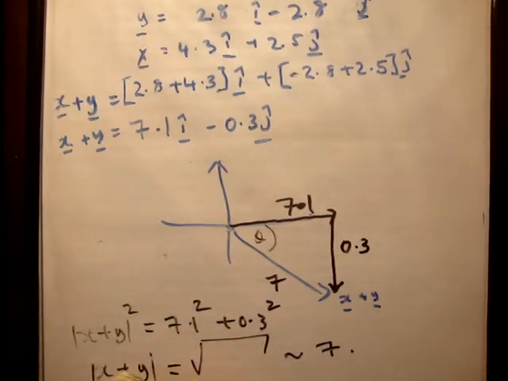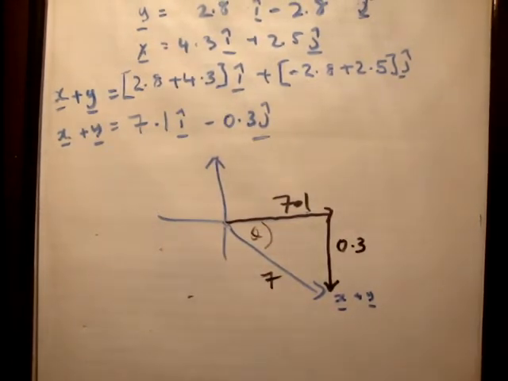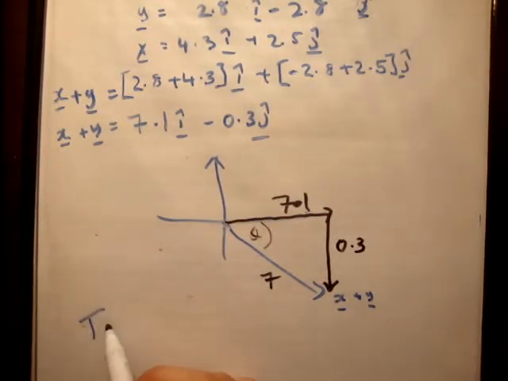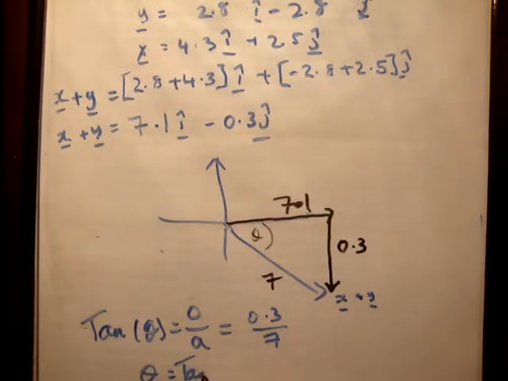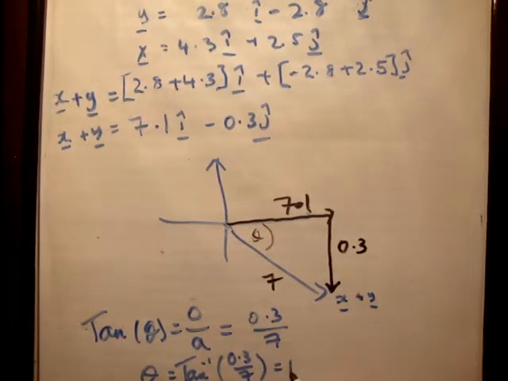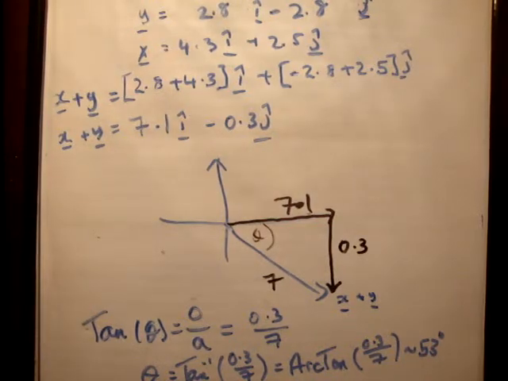The next thing we need to do is get the direction. And to get the direction, we use Sohcahtoa. So we know, for example, that you can take any sine, cosine, or tangent. I'm going to say that tan of theta is equal to the opposite over adjacent, which is equal to 0.3 over 7. Therefore, theta is equal to tan inverse of 0.3 over 7. And by the way, tan inverse is the same thing as saying arctangent of 0.3 over 7. I think that's approximately 53 degrees.